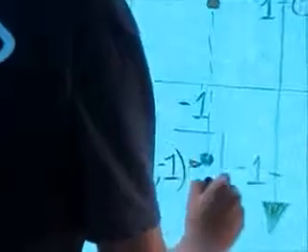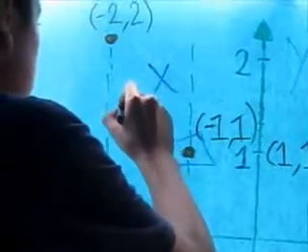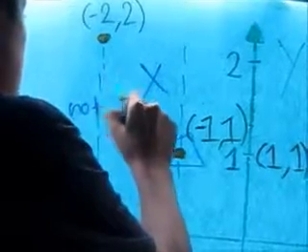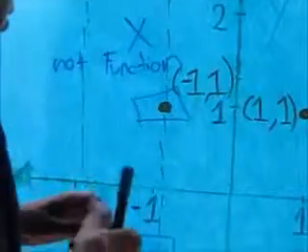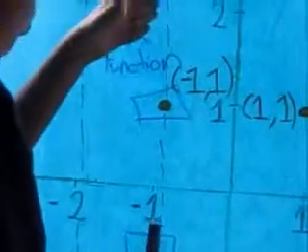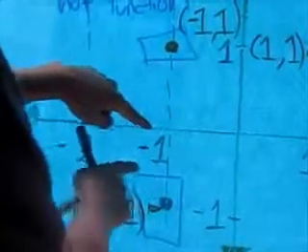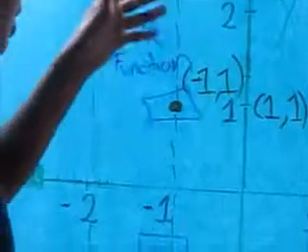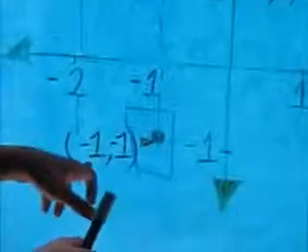And here at this point it meets up with this point. So now with only these two points we know that it is not a function, because there is one x coordinate, in this case -1, that is shared by two points, -1 and 1, and -1 and -1.